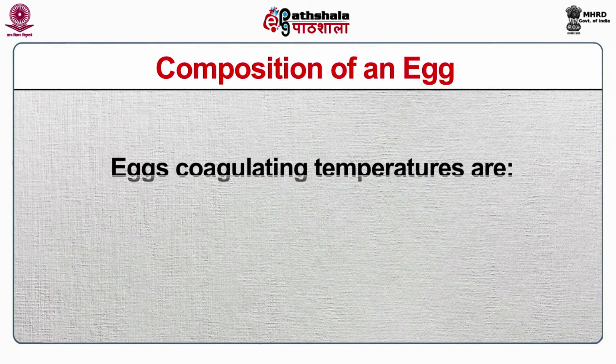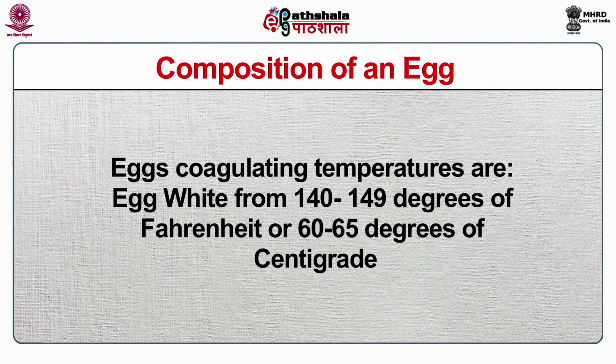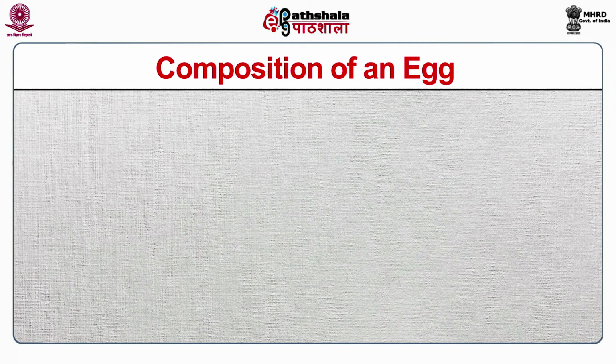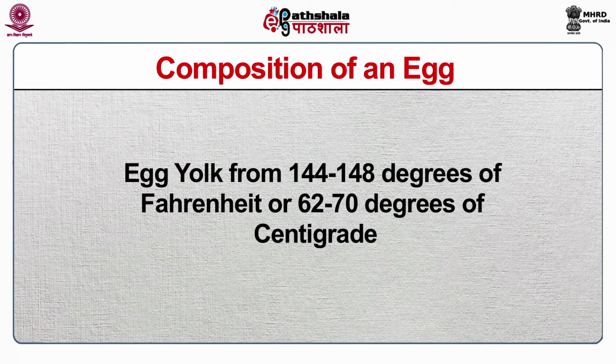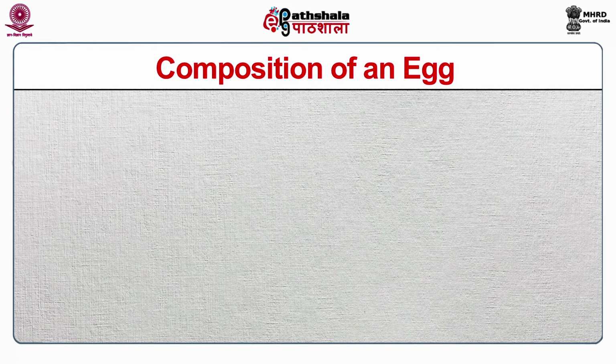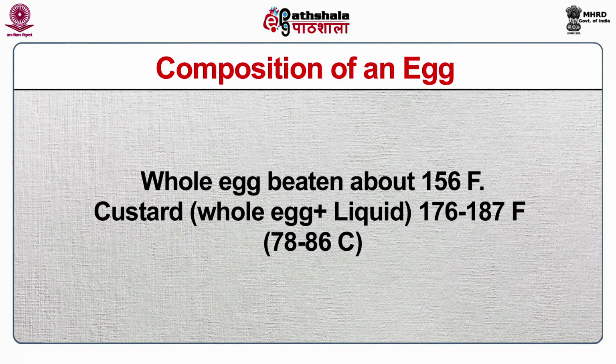Egg coagulating temperatures are: egg white from 140 to 149 degrees Fahrenheit or 60 to 65 degrees centigrade. Egg yolk from 144 to 158 degrees Fahrenheit or 62 to 70 degrees centigrade. Whole egg beaten about 156 Fahrenheit. Custard, whole egg plus liquid, 176 to 187 Fahrenheit. It is to be noted that the coagulation of egg white occurs before the yolk. That is when we can cook the egg with a set white and gooey yolk.